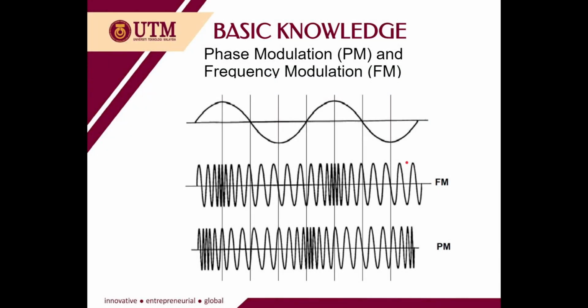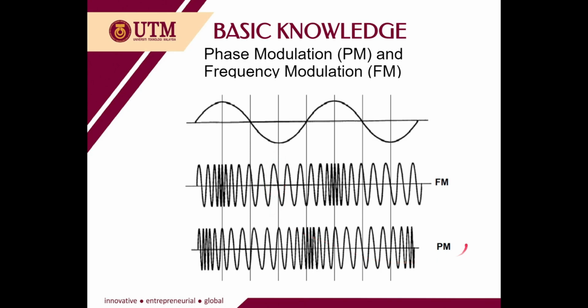Here is some basic knowledge about angle modulation, which are phase modulation PM and frequency modulation FM. When the modulating signal undergoes FM modulation, it will generate this kind of modulated FM signal. The positive peak of the modulating signal will make the generated FM signal have higher frequency. The negative peak will cause the FM signal to have lower frequency.